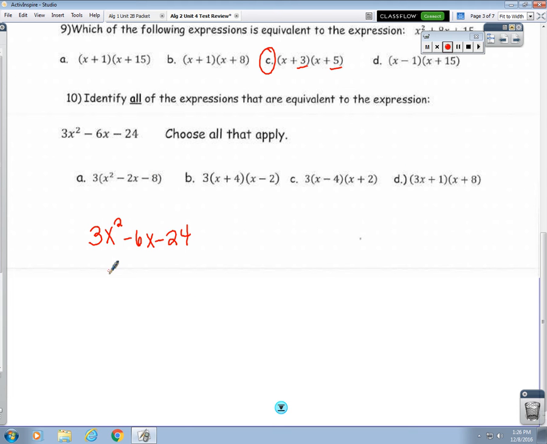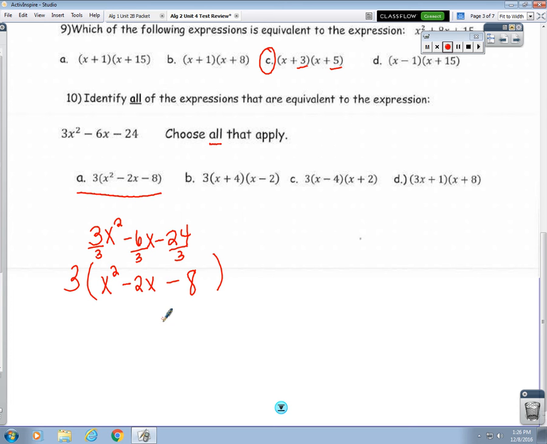First we want to pull out a GCF. Can't we pull out that 3? And when you pull out a 3, you're basically just dividing everything by 3, right? So what does this term become? 1x squared. And then what does this term become? Negative 2x. And what does this term become? Negative 8. So look, that matches A.